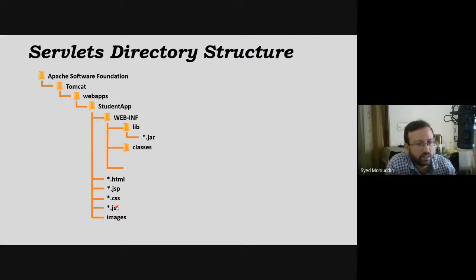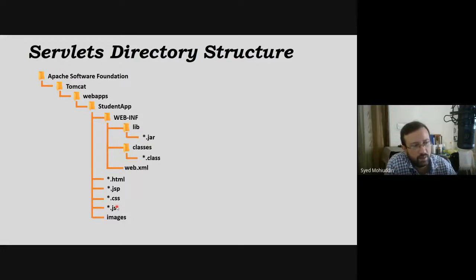The lib folder is actually an optional part. Even if you don't have the lib folder, it doesn't matter. But we need to have classes as a folder. This is a mandatory part. That is, this WEB-INF folder should have a classes folder within it. In this classes folder, you will have class files for all the Java servlets which we write.